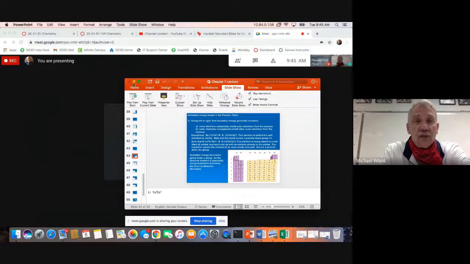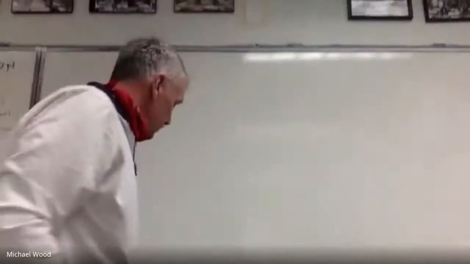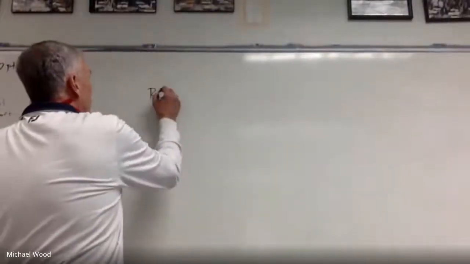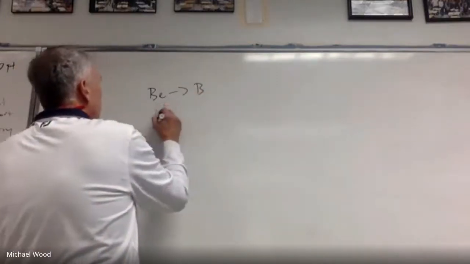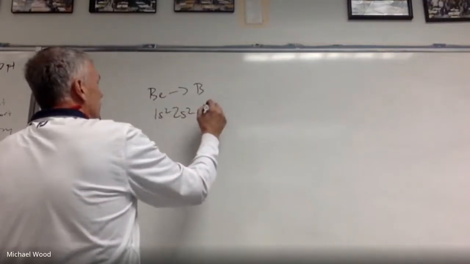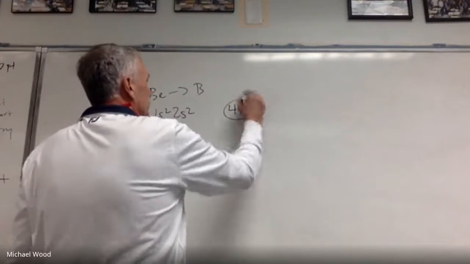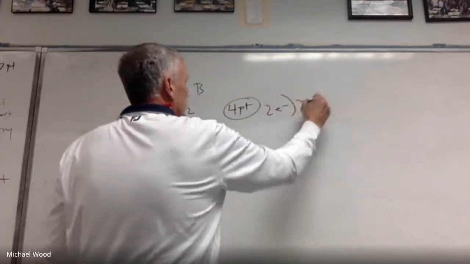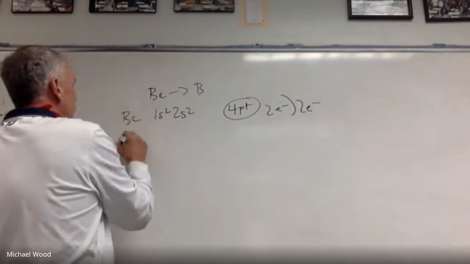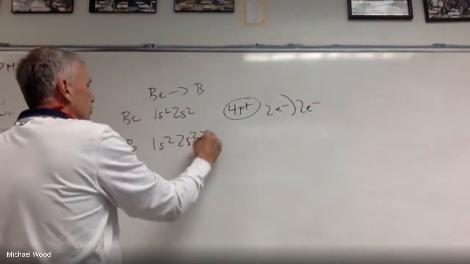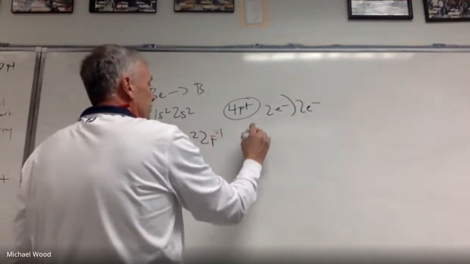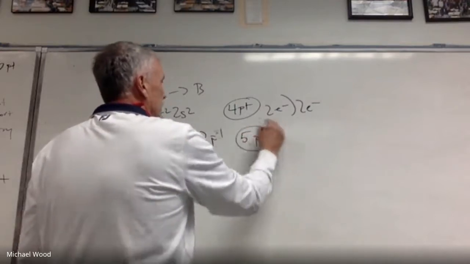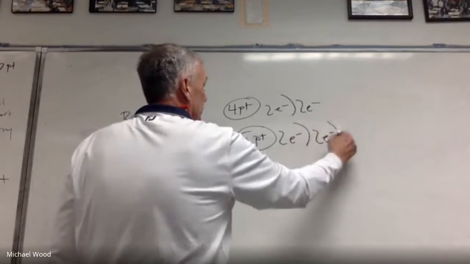So if I were to diagram that, the two that I'm talking about, beryllium to boron. Why does this break the trend? Well, beryllium is 1s2, 2s2. So we've got 4 protons in the nucleus, and then we've got 2, and we've got 2. This is for beryllium. Well, for boron, we've got 1s2, 2s2, 2p1. So it looks like this. We have 5 protons in the nucleus, and then we have 2, 2, and then we have 1 out here.